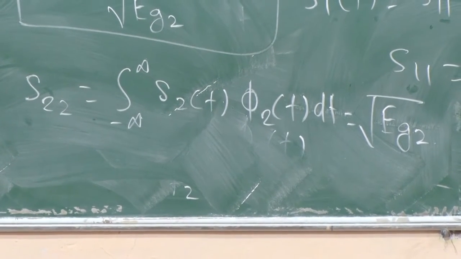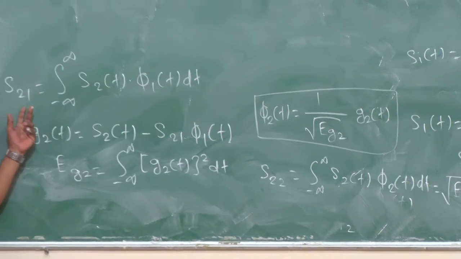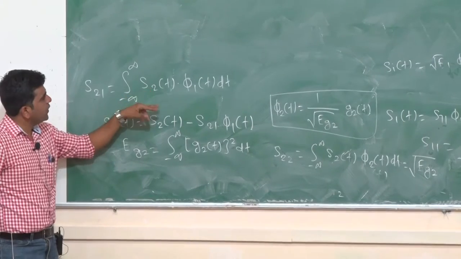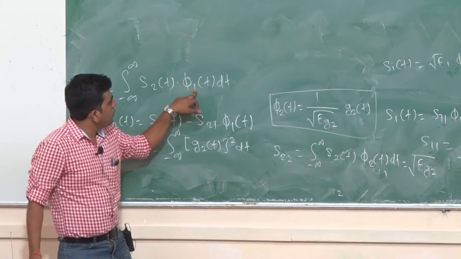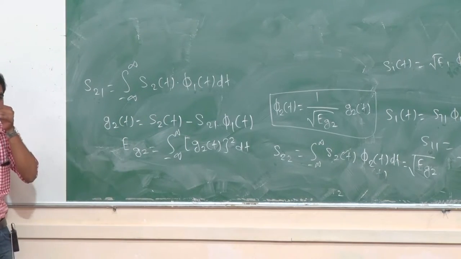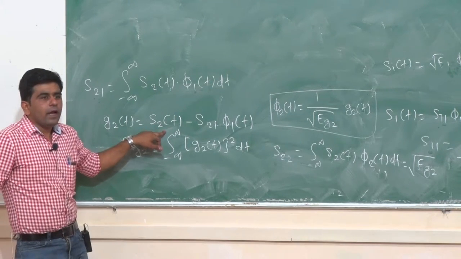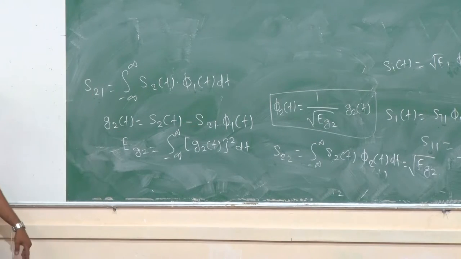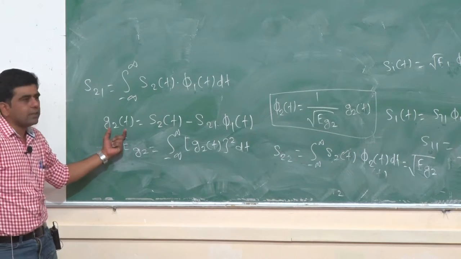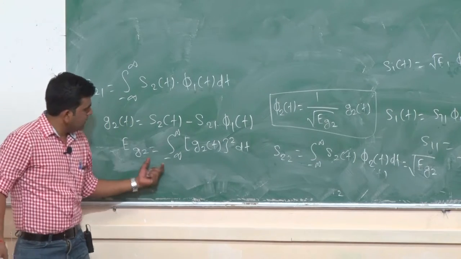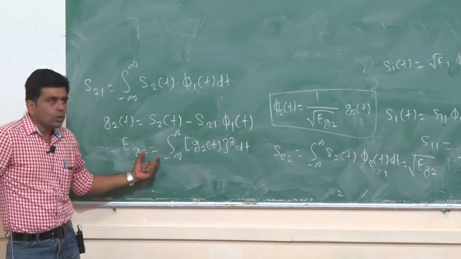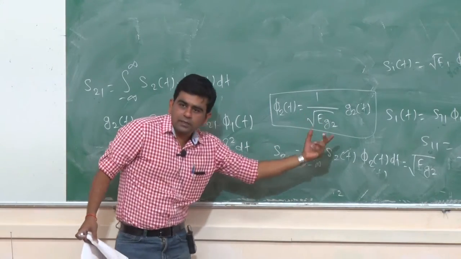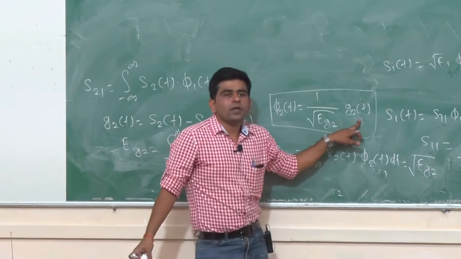To find out the second basis function, the projection of the second signal on the first basis function, that is this S21, is equal to integration from minus infinity to infinity S2 of t into phi 1 of t dt. So here we have to find out the intermediate function g2 of t, which is nothing but the second function s2 of t minus s21 into phi 1 of t. Here we have to find out the energy associated with this intermediate function. Energy associated with this one is given as Eg2. So here this second basis function phi 2 of t is nothing but 1 by root of the energy associated with the intermediate function into g2 of t, the intermediate function.